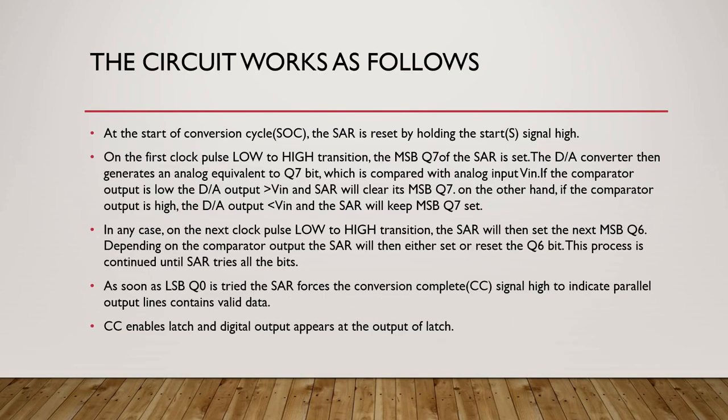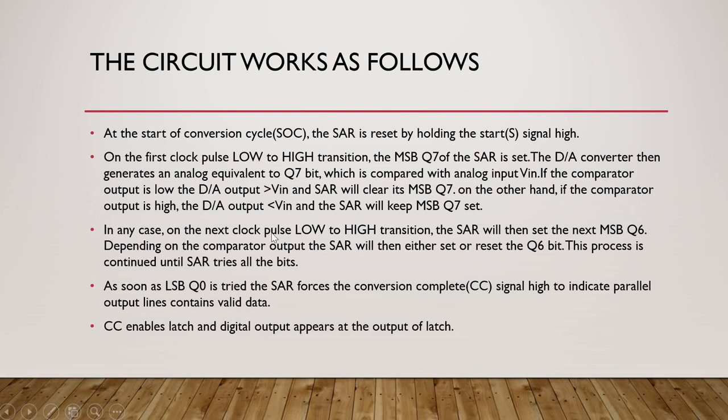The circuit works as follows. Initially the start of conversion goes high. Then we check the clock pulse, the low to high transition of the first clock pulse, where MSB Q7 of the SAR will be set. Then the D to A converter generates the analog equivalent of the Q7 bit, which is compared with the analog input Vin. If the comparator output is low, then the SAR will clear the MSB Q7. On the other hand, if the comparator output is high, the D to A output is lesser than Vin, so the SAR will keep MSB Q7 set.